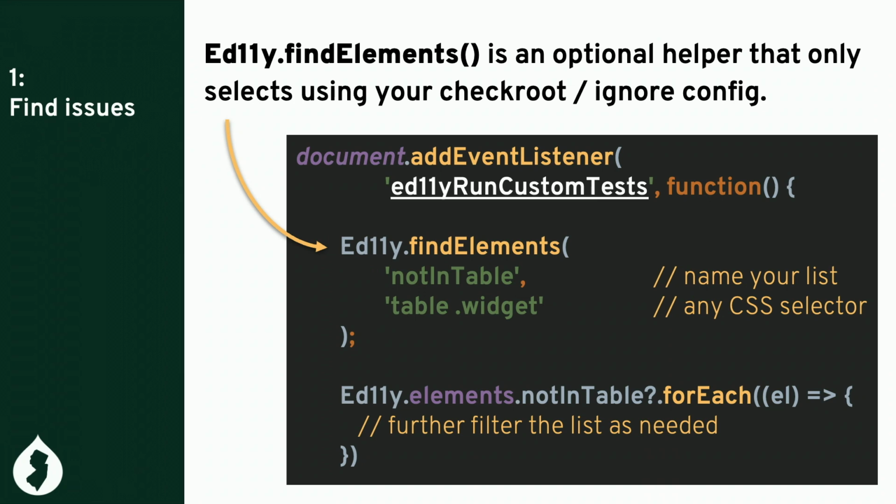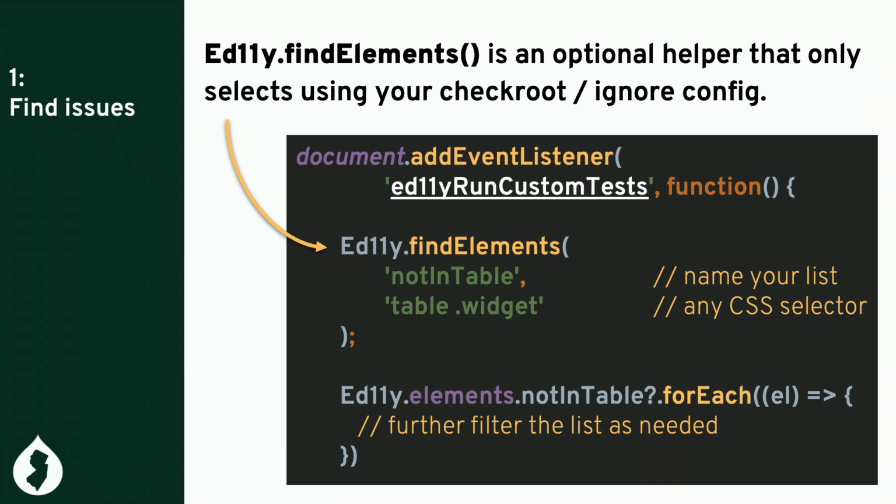So we're going to add an event listener for heavily run custom tests, and then you go do whatever you want. But if you use edly.findElements, that's an exposed method I've put out there for you that is pre-filtering by the config for which containers to check within and what things to ignore. So you don't have to duplicate all that code or try to figure out what the configuration is. It's all there. It's also ducking the shadow DOM, doing all kinds of stuff.